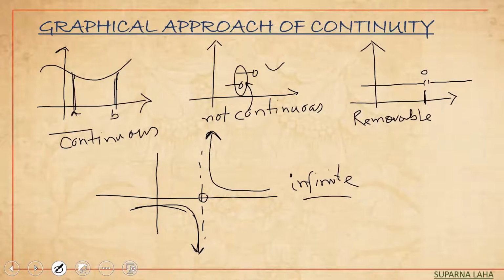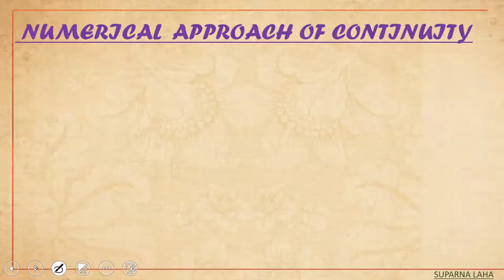Now let's check the numerical approach for continuity. Now we all know that the functional value at x equals to a point, where this function is a real valued function, and the limiting value of the function at x equals to a. These two values are different. Now if I differentiate these values, so 5 cases we can form.